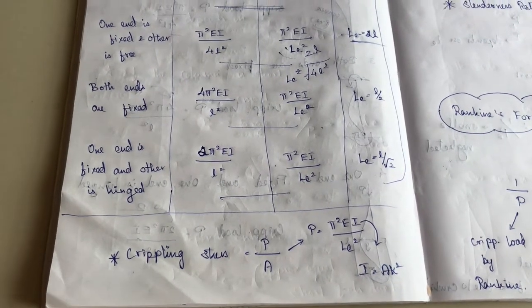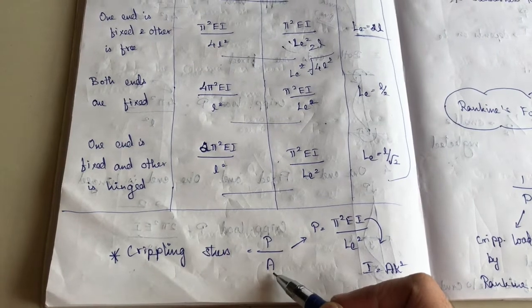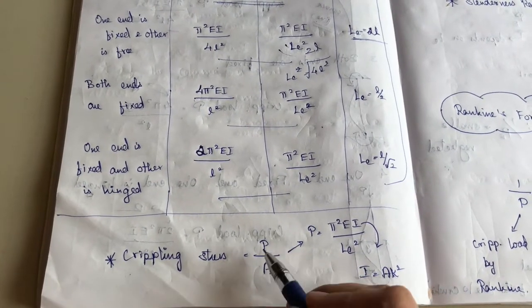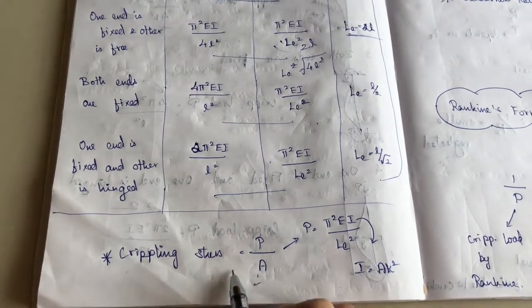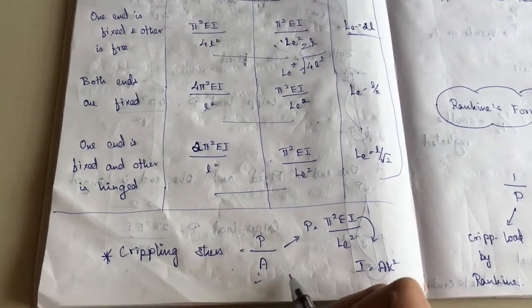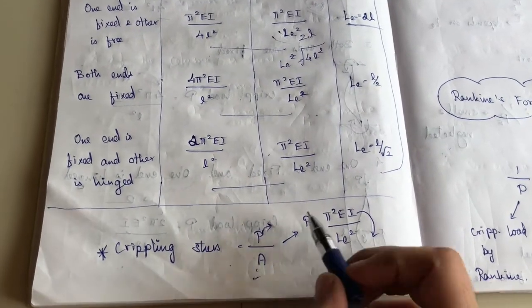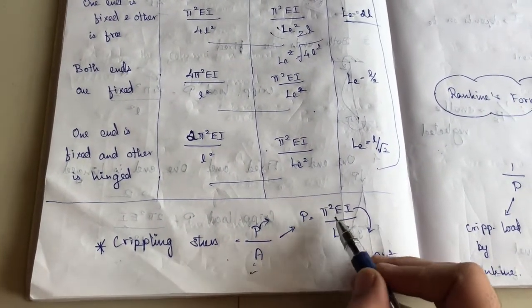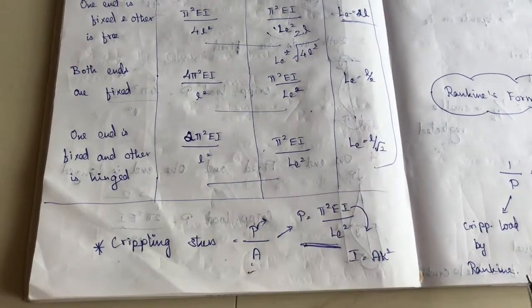Crippling stress is equal to P by area. Okay, force by area. What is load by area? Stress is equal to load by area. So crippling stress means crippling load by area. So this is the crippling load or buckling load. Yes. So this one is what? Pi square EI by LE square. So this is the common formula, right?